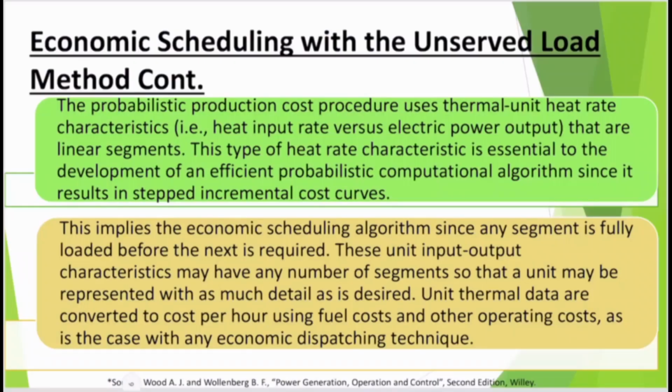So what we do, if the demand is going to be X, the cheaper unit will be loaded first, and we keep on loading till the X megawatt is achieved. These unit input-output characteristics may have any number of segments, so that a unit may be represented with as much detail as desired. That is, the unit thermal data are converted to cost per hour using fuel cost and other operating costs, as is the case with any economic dispatching technique.